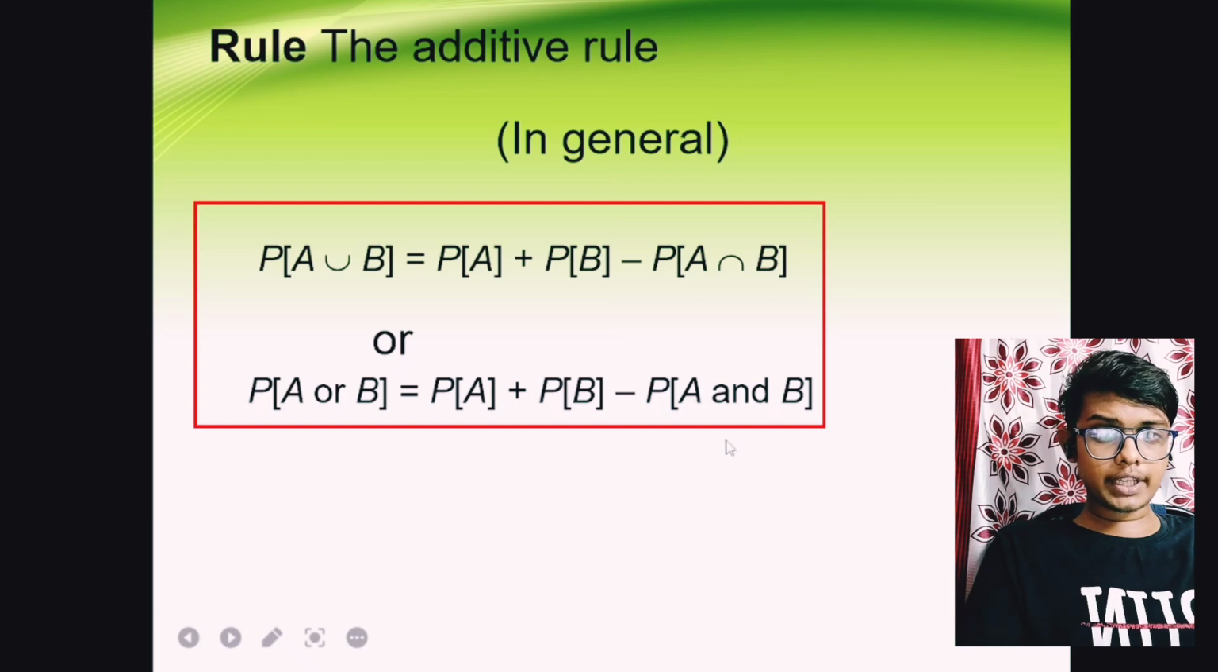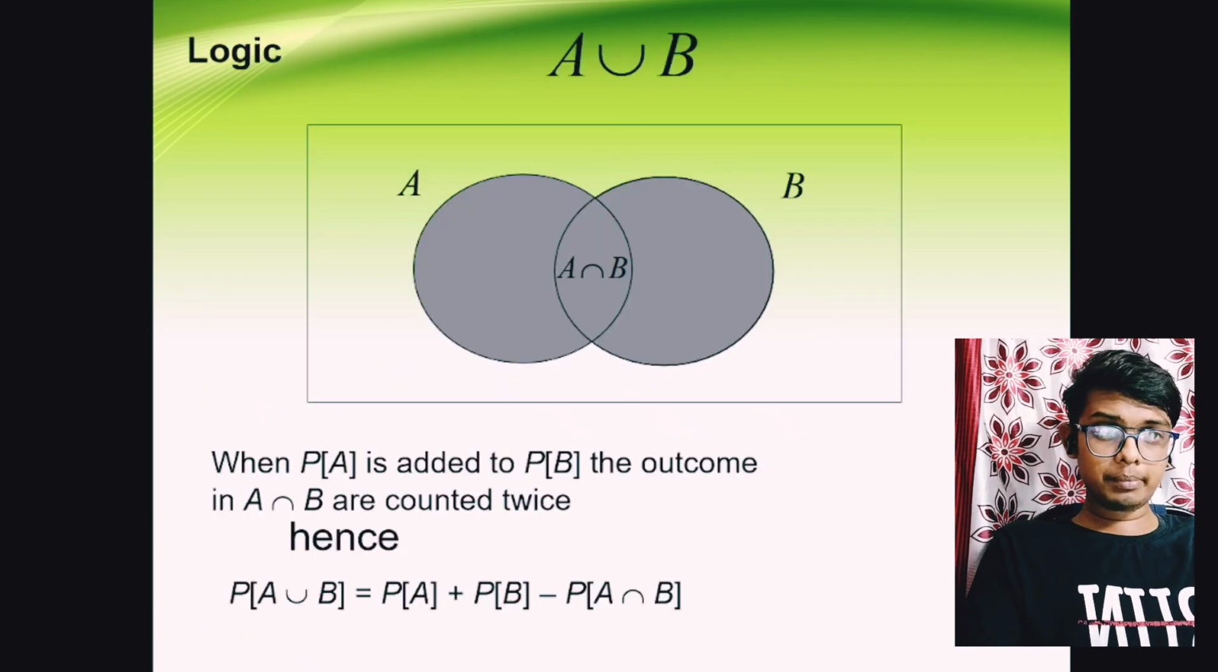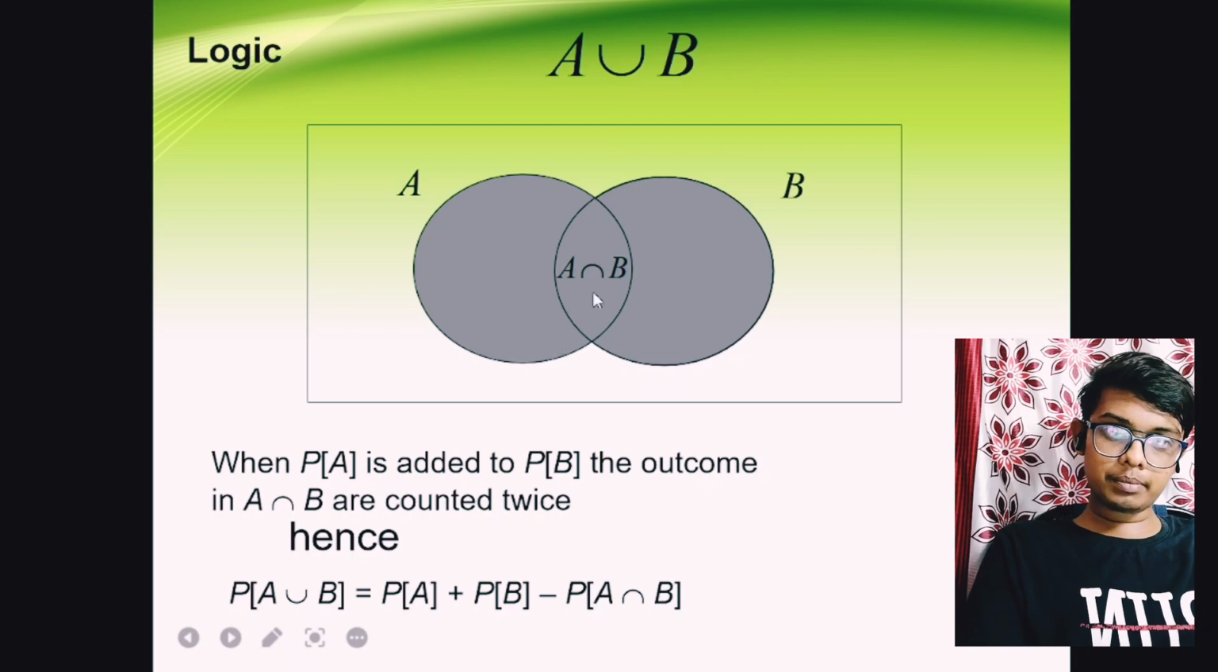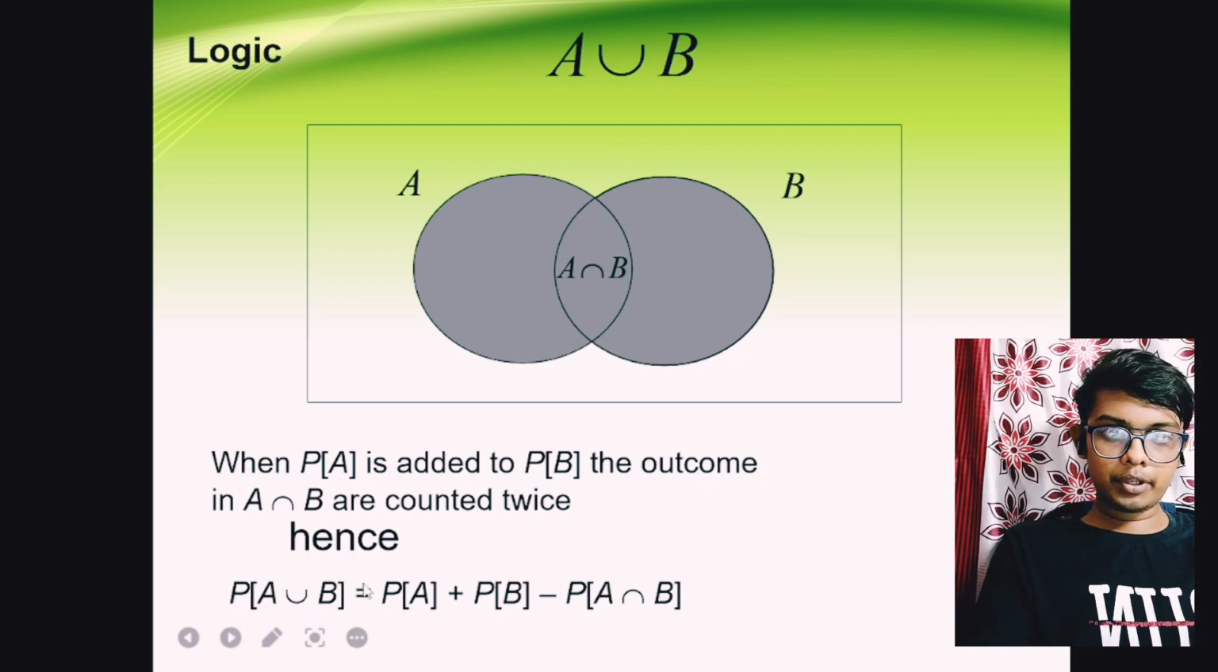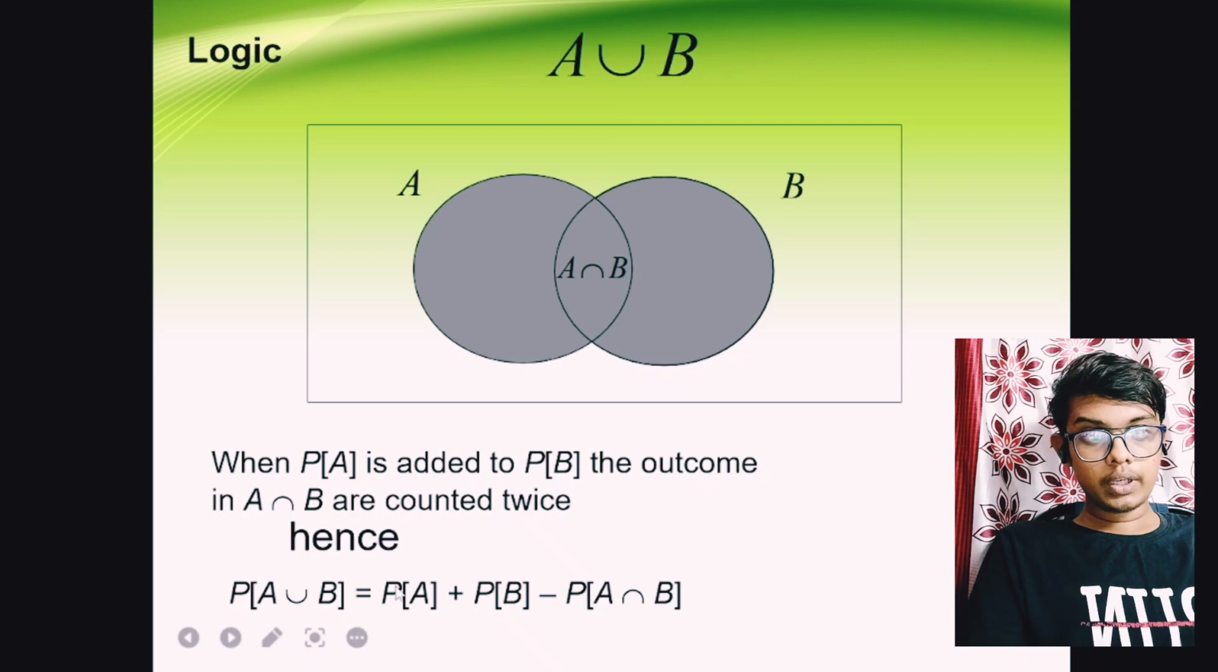With the help of logic, we will see this rule. Consider A union B, with A, B, and the common elements between them denoted as A intersection B. When P of A is added to P of B, the outcomes in A intersection B are counted twice. Hence, P of A union B is equal to P of A plus P of B minus P of A intersection B.